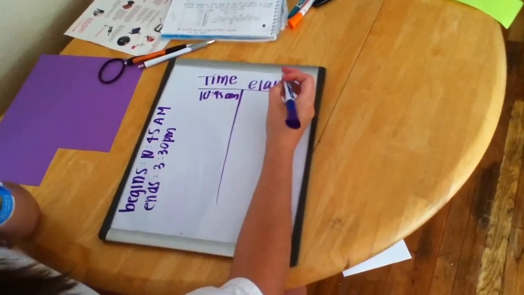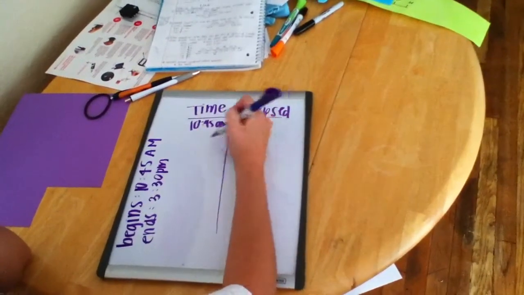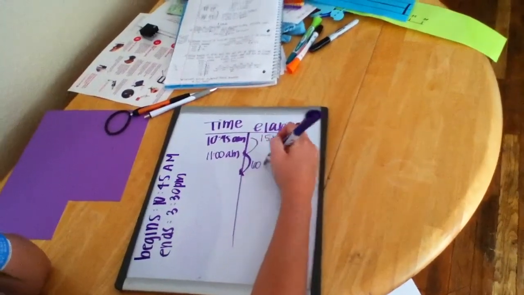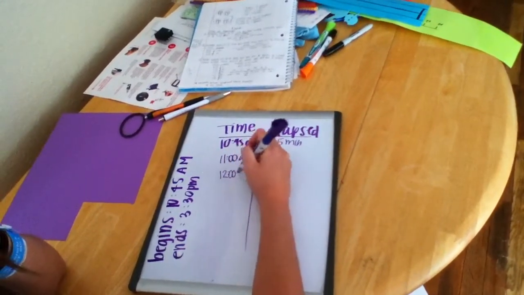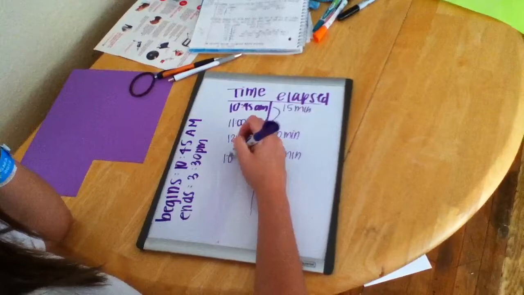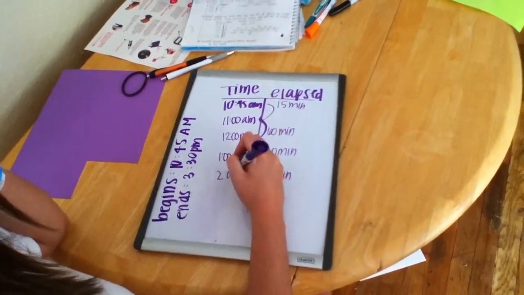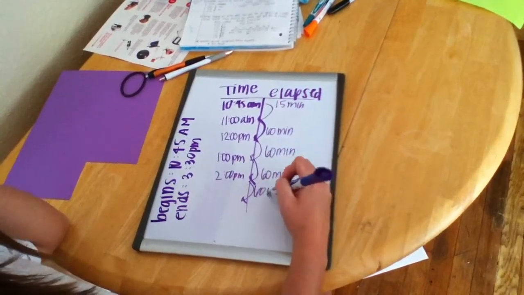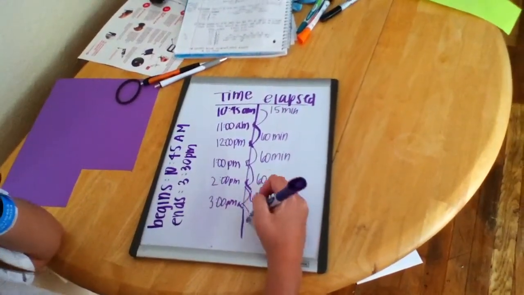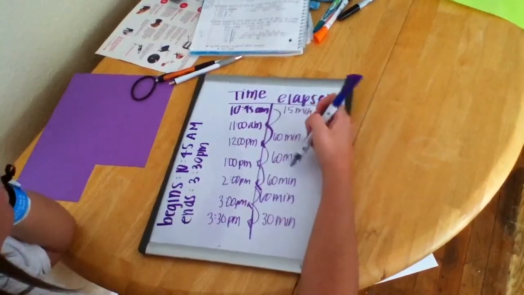So the Make 60 approach, we're going to say the time elapsed, we're going to put 15 minutes in there to get to 11 a.m. And then we're going to add 60 minutes to get to 12 p.m. and then 60 more minutes to get to 1 p.m. 60 more minutes to get to 2 p.m. another 60 minutes to get to 3 p.m. and then we want to get to 3:30, so this time we're going to add 30 minutes to get to 3:30 p.m.